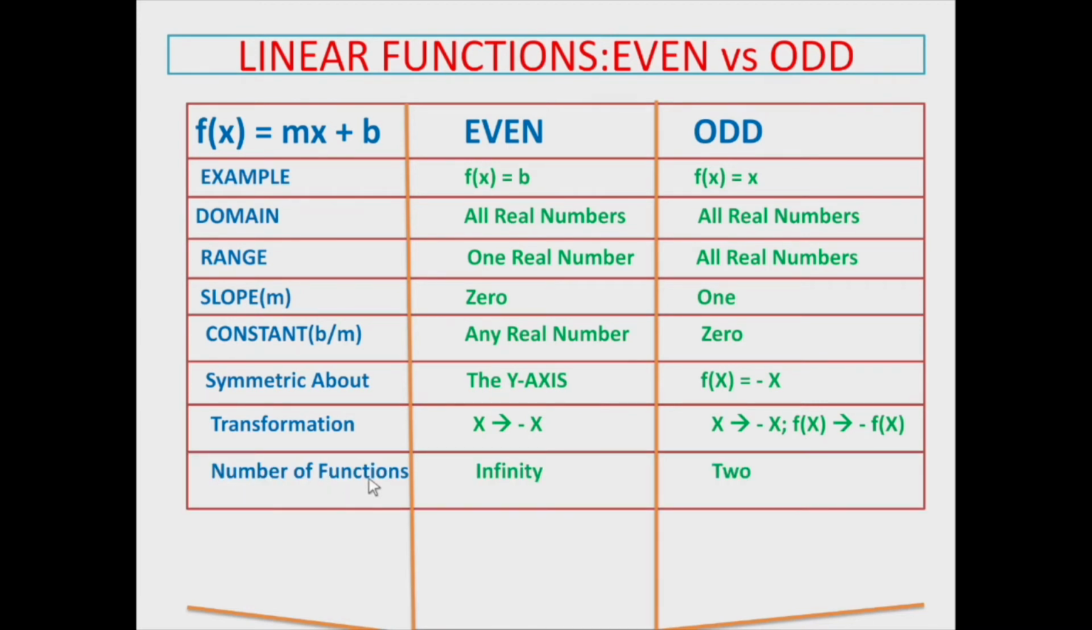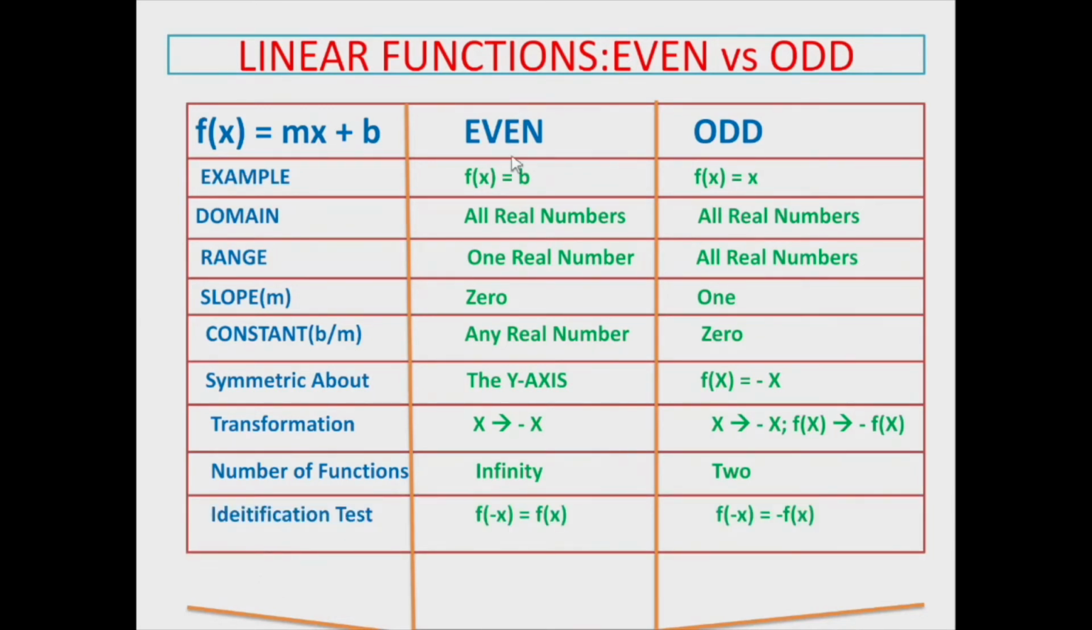The number of functions for even is infinity, and the number of functions for odd is 2. This is one function. The other function will be f of x is equal to negative x. Identification test: for even, f of negative x is equal to f of x, and for odd, f of negative x is equal to negative f of x.